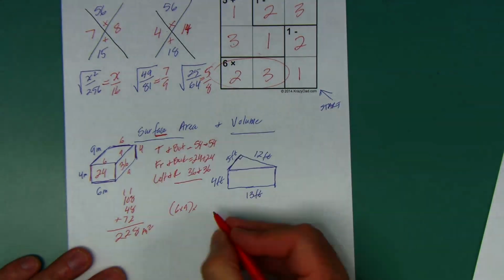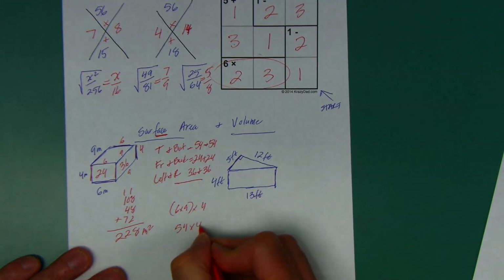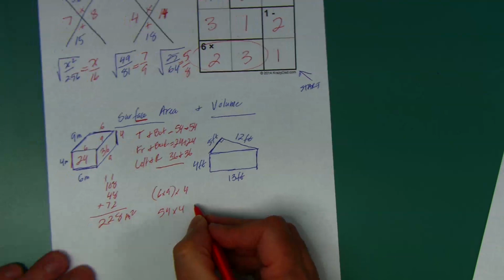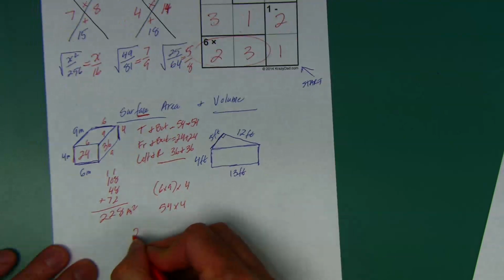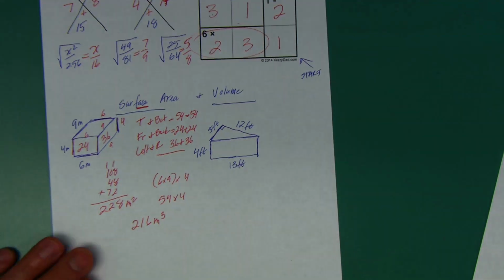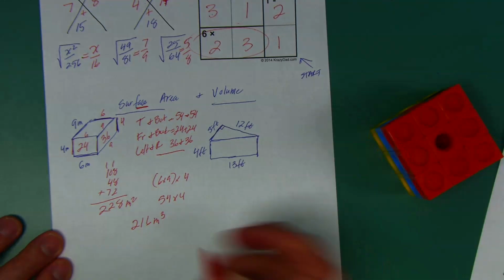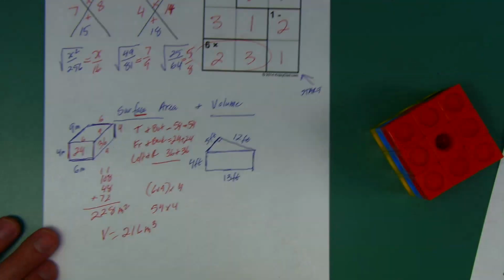That's how tall? 4. So 54 times 4, that's 4 50s, that's 200. And 4 4s is 16. 216. And now we're talking cubic units. How many cubes did it take to make that? Okay? And I'm going to put a V for volume.